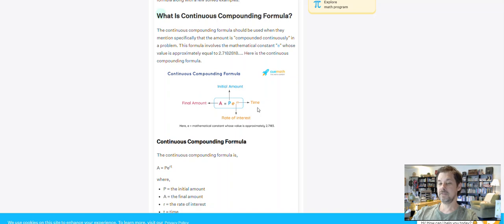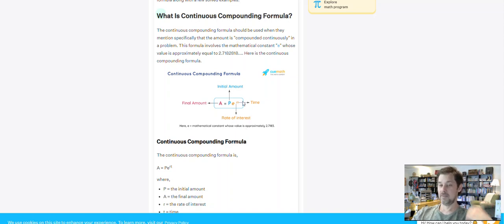Now, all of those things, A, P, r, and t, are all variables. They can be different in different situations. The time length of an investment can vary. The interest rate can vary. The initial amount that somebody invests can vary. And the final amount can vary as a result. So those are all variables. They can be different in different situations. But this letter e right here is a mathematical constant. It never changes. It's always the same number. It's 2.7183 roughly.